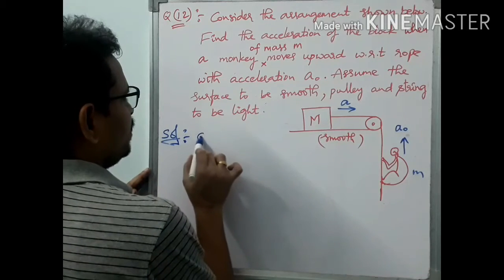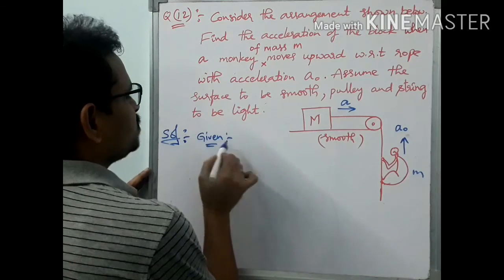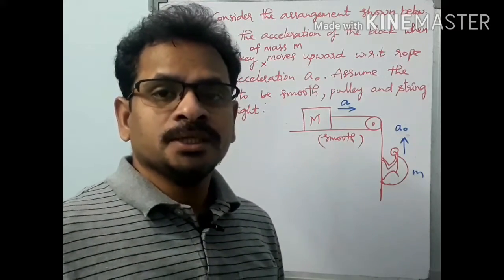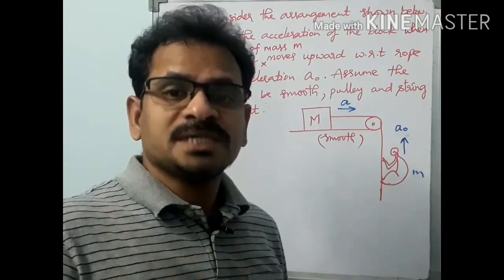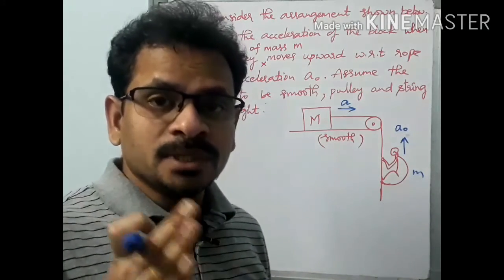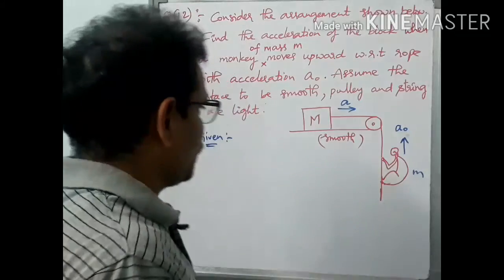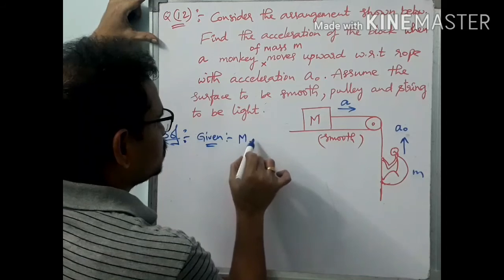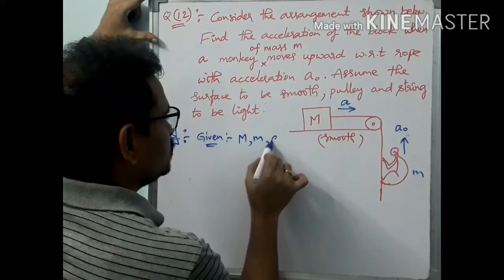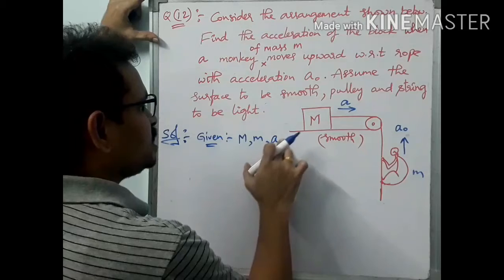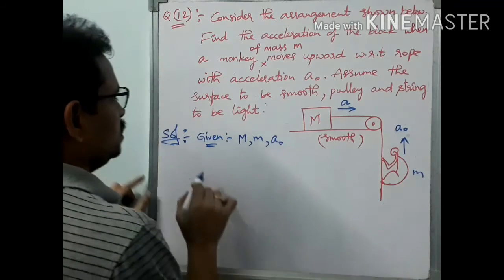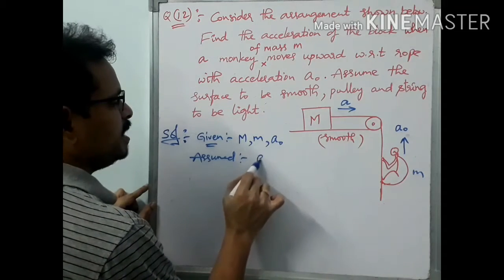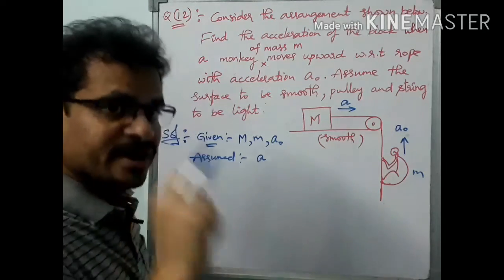And before that, what are the given quantities here? Always you must be clear with the given quantities and assumed quantities, because after solving problems you should not be confused about what quantities must be present in the answer. Assumed quantities must always be avoided. So what are the given quantities here? Mass of the block capital M is given to us, small m monkey's mass is given to us, this acceleration of monkey with respect to rope a naught is also given to us, and what we have assumed here, A is an assumed quantity. A should not be present in the final answer.